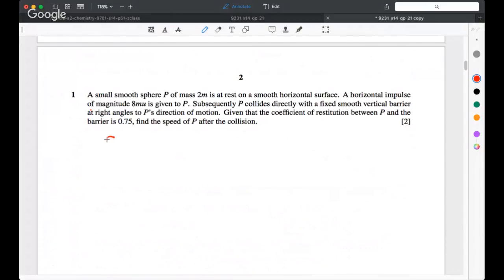Because the impulse has magnitude 8mu, and the mass of the sphere is 2m, in order to have an impulse of 8mu, the speed of the sphere must be 4u.